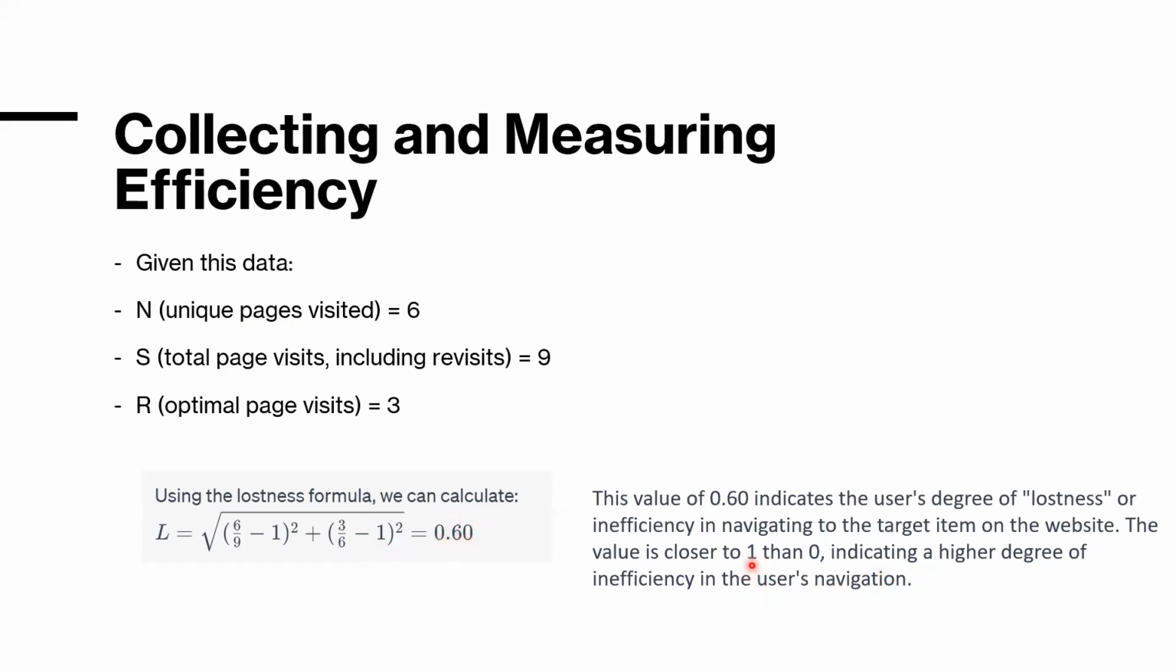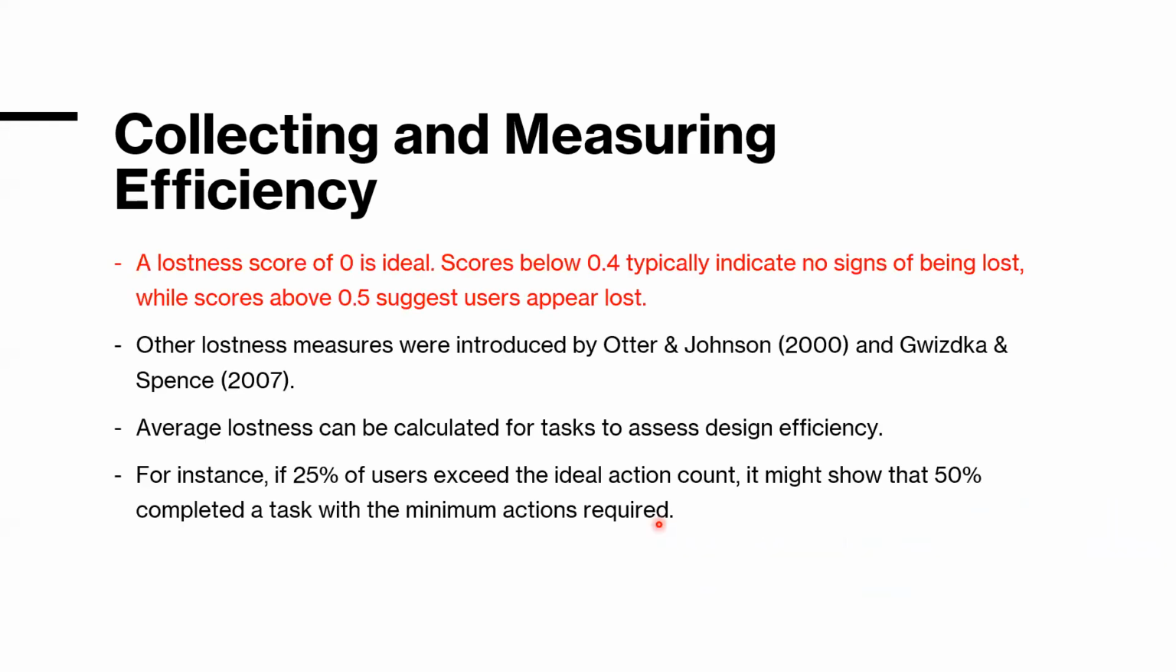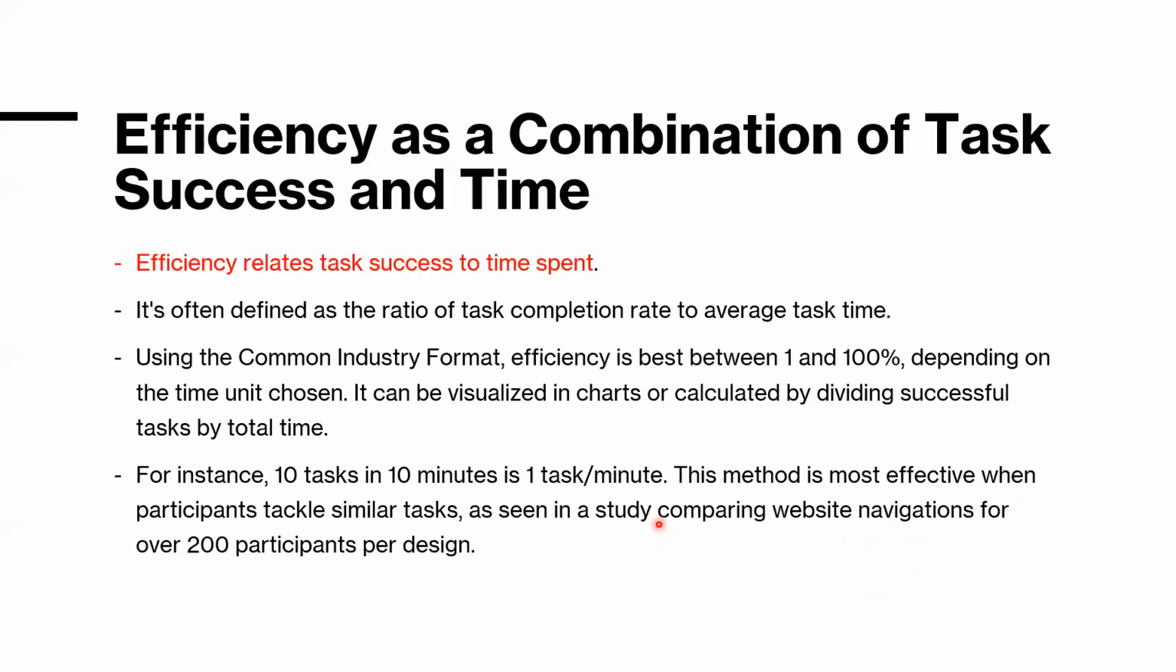So a value which is closer to 1 than 0 indicates a higher degree of inefficiency. So the higher, the worse, right? The more lost the user is. So 0.6 is above average, right? It means to a certain extent the user gets lost, right? So the closer to 0, it basically means the user is fine, right? They can find the important information.